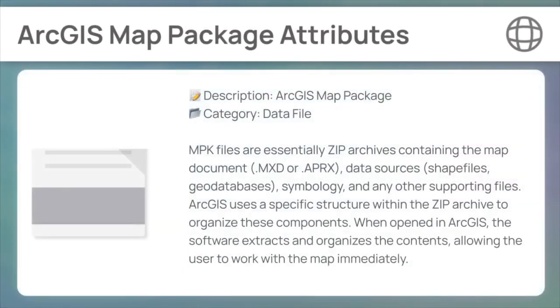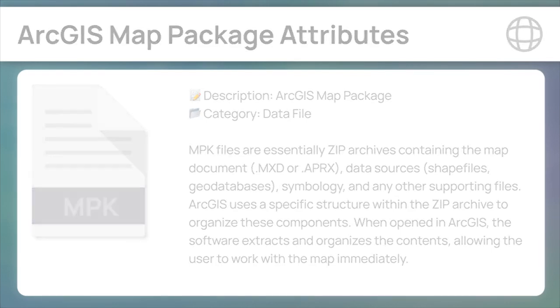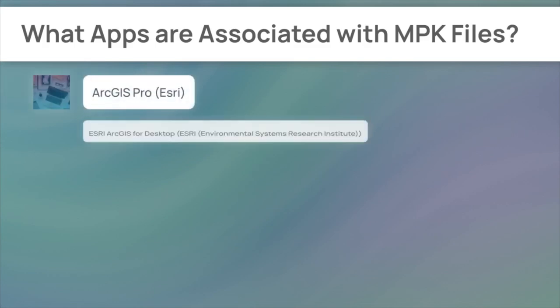MPK files are essentially zip archives containing the map document, MXD or APRX, data sources, shapefiles, geodatabases, symbology, and any other supporting files. ArcGIS uses a specific structure within the zip archive to organize these components. When opened in ArcGIS, the software extracts and organizes the contents, allowing the user to work with the map immediately. The designated application for the MPK file is ArcGIS Pro from ESRI.